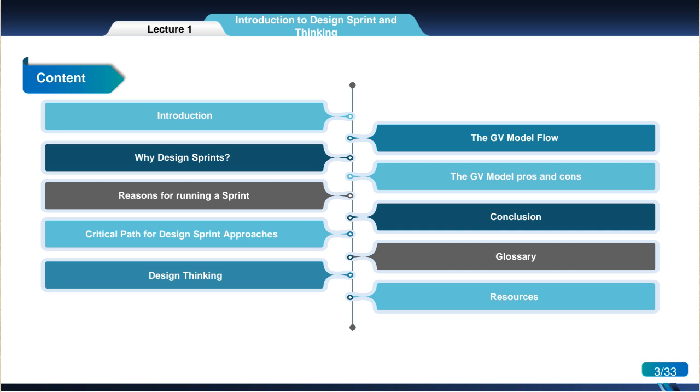To reach these goals, our lecture is organized as follows. First of all, an introduction. Then we respond to the question, why design sprints? After that, we'll enumerate reasons for running sprint. Then the critical path for design sprint approaches. We will, after that, define design thinking and the Google Ventures model flow, and the advantages and disadvantages of Google Ventures model, and finally, the conclusion.